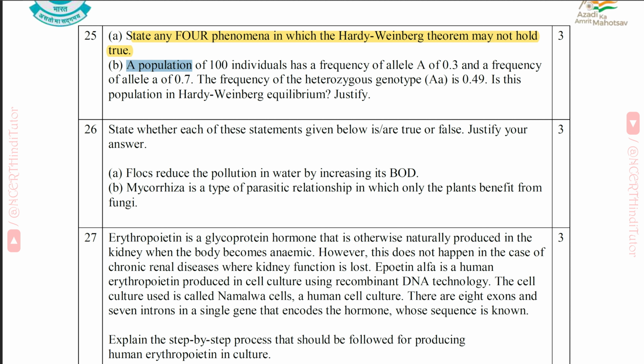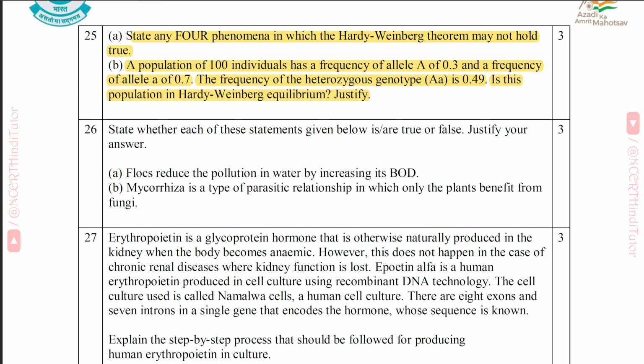B. A population of 100 individuals has a frequency of allele A of 0.3 and a frequency of allele a of 0.7. The frequency of the heterozygous genotype Aa is 0.49. Is this population in Hardy-Weinberg equilibrium?